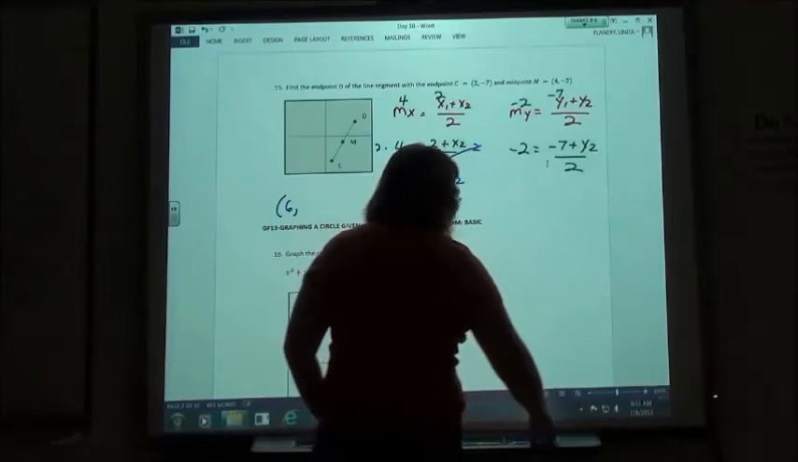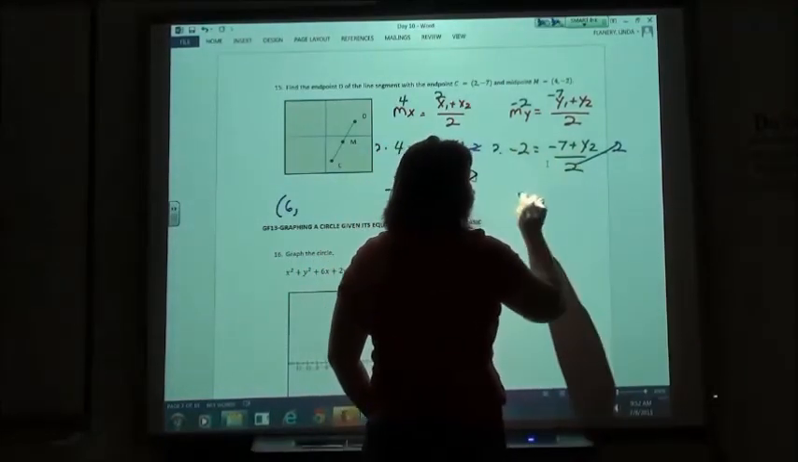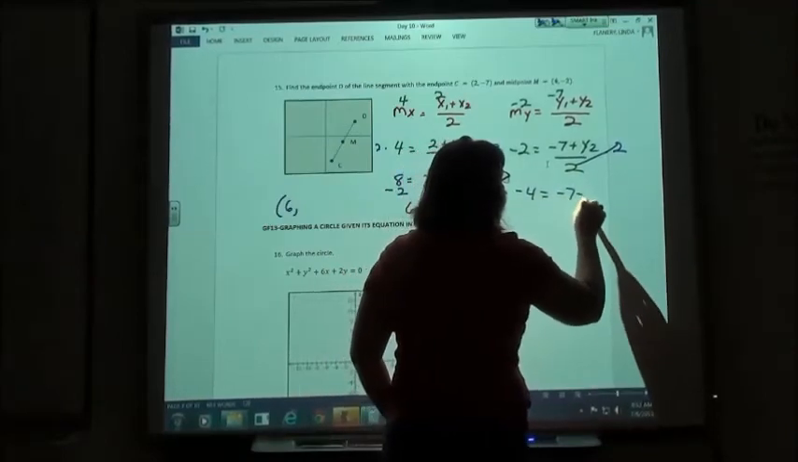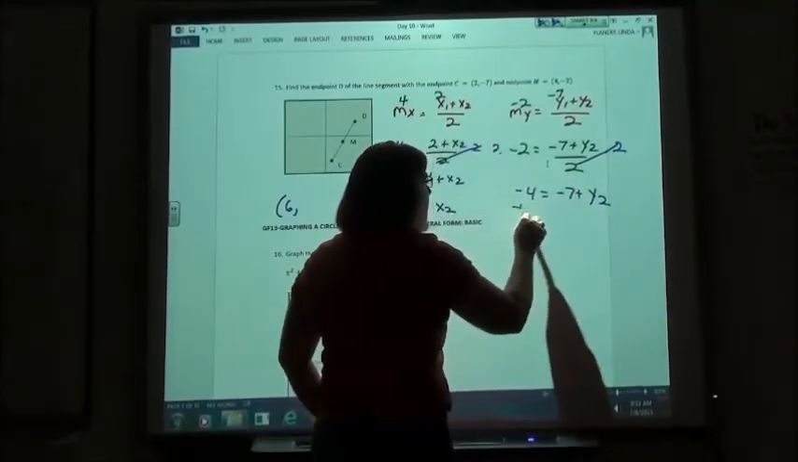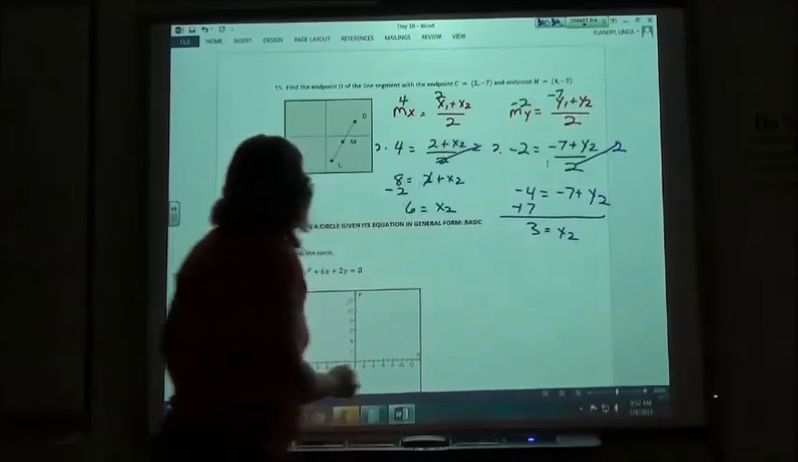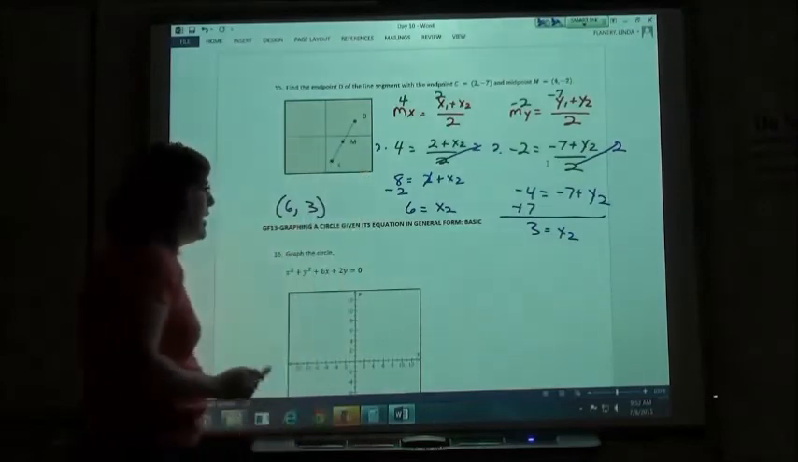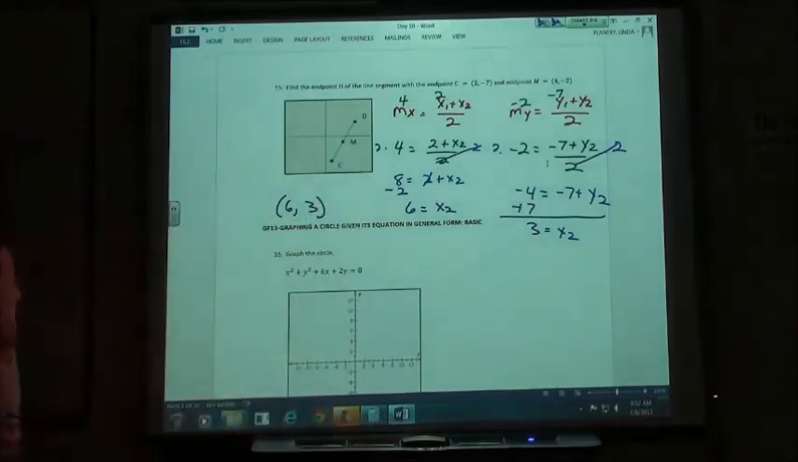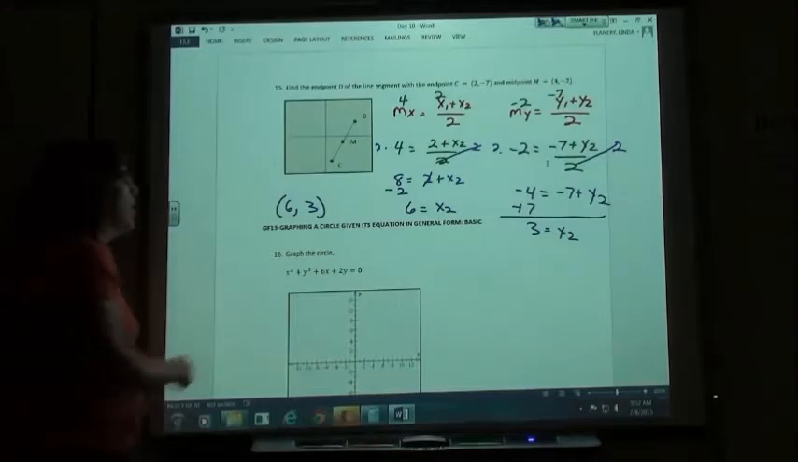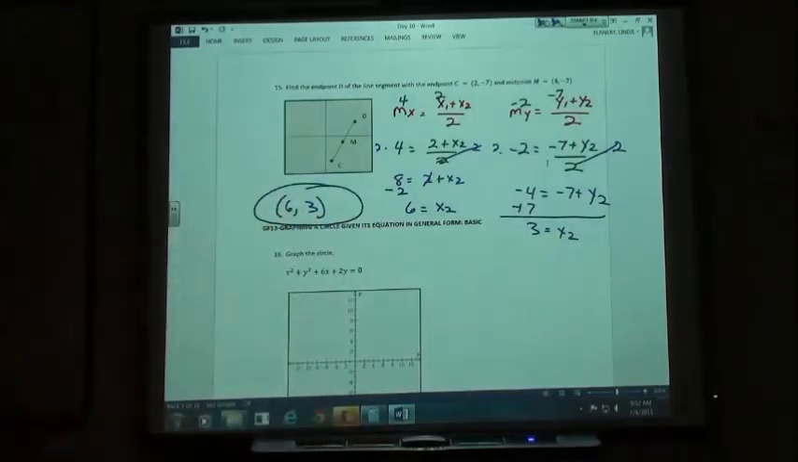And then the same kind of steps. I'm going to multiply by the 2 to get rid of the fraction. So -4 equals -7 plus y sub 2. I'm going to add my 7, so 3 is going to be the y value. So this point would be at 6, 3. Again, probably not drawn to scale. She probably just put some dots in there where it was close. But it would look something sort of like that.